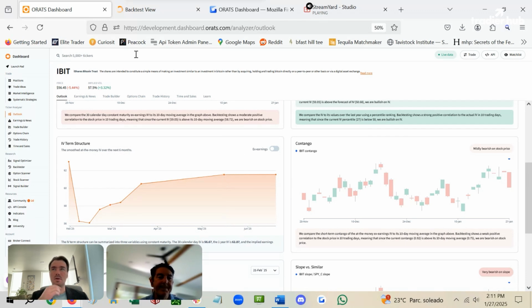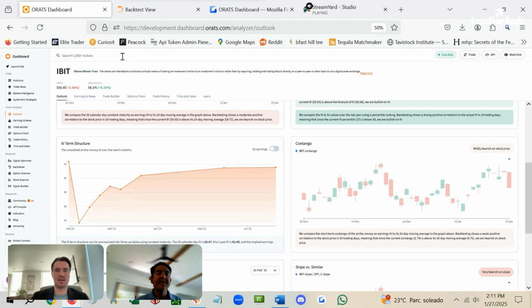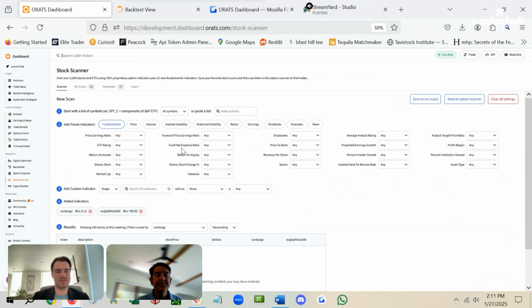Gotcha. So how about now let's look at what kinds of strategies are good in different Contango environments. So when Contango is heading down, maybe we can do a stock scan for this, like falling Contango or something like that. What kind of option strategies would be good to trade on that type of indicator?